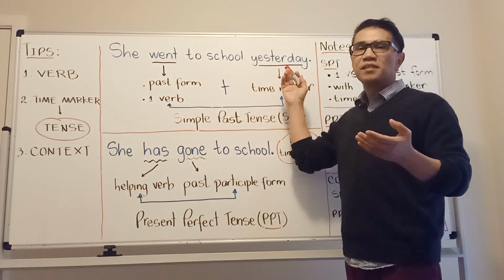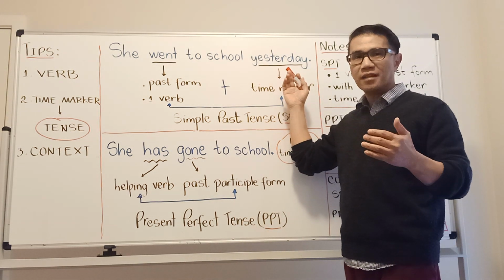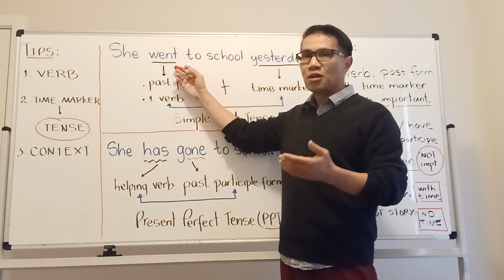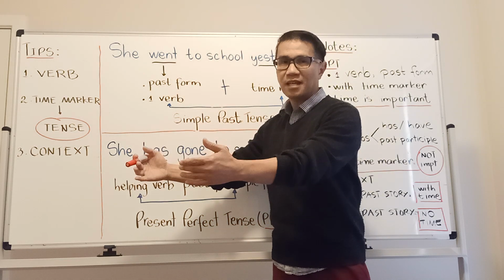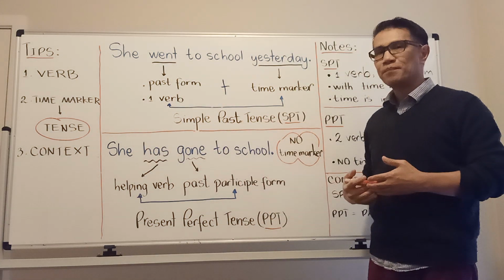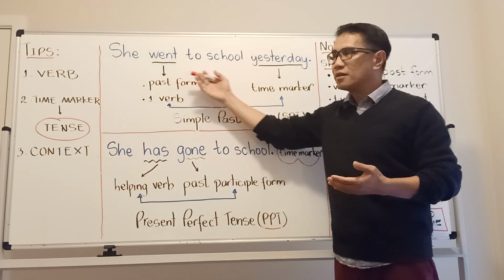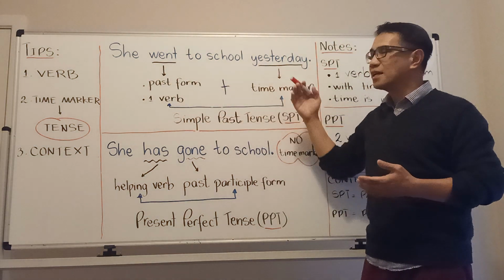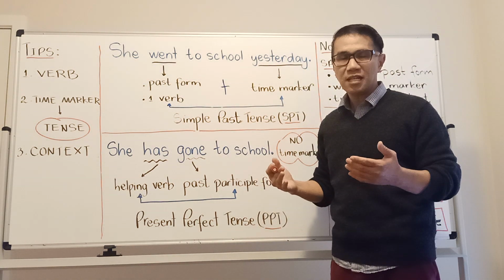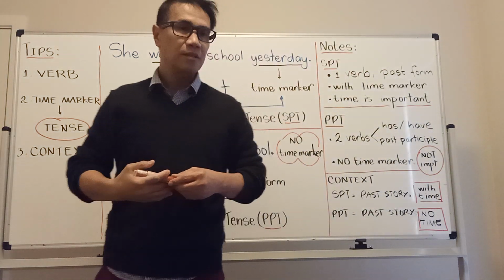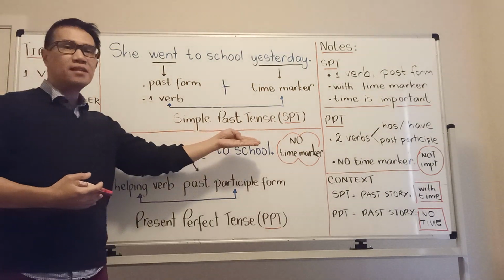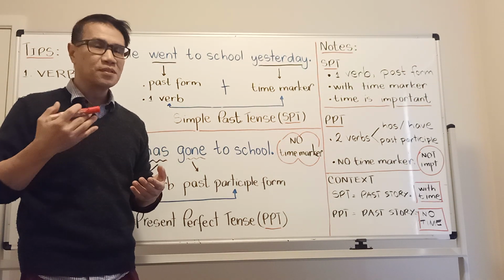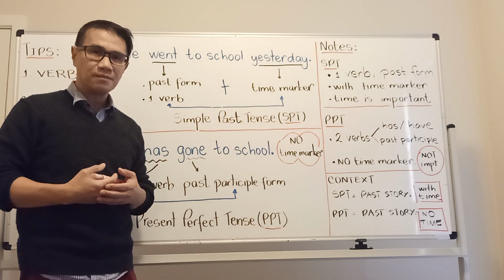Time marker. The time marker is yesterday. Yesterday is a specific time marker in the past. This time marker shows that the action went started yesterday and finished yesterday. When did she go to school? Yesterday. So this example, she went to school yesterday, is absolutely finished in the past. So what is a simple past tense? A simple past tense talks about a story that is absolutely finished in the past.